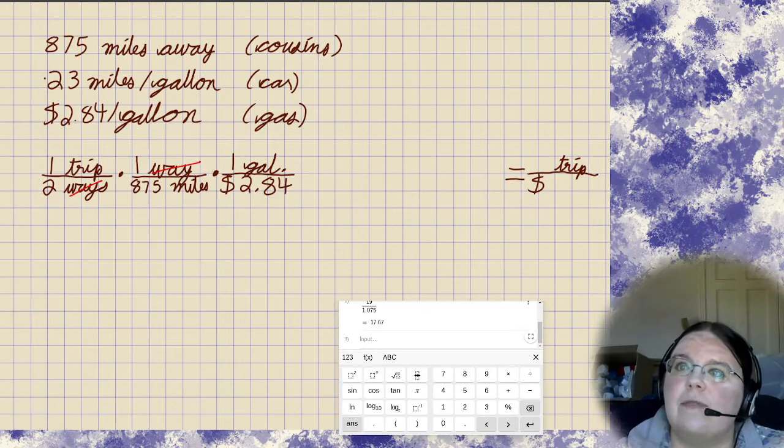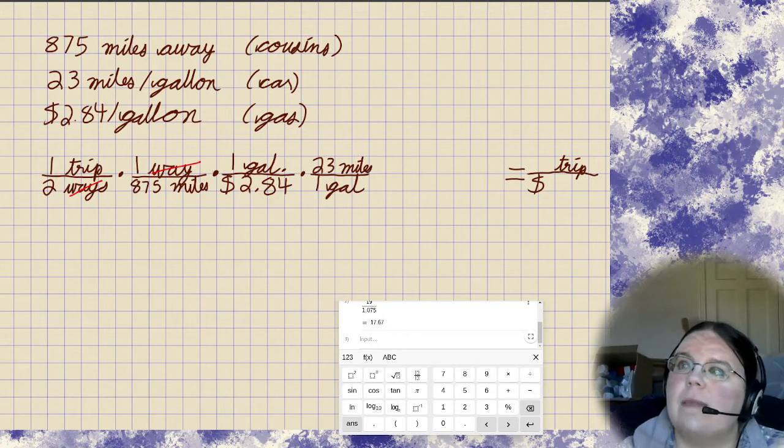And I see that I've got this rate that the car gets of 23 miles per gallon. So per gallon, the car will go 23 miles. That gives me something I can work with. Now I can eliminate the gallons.